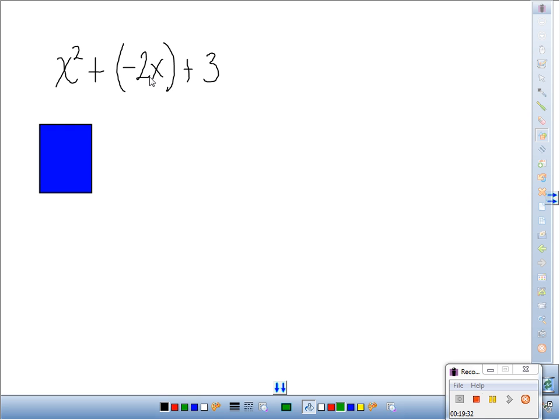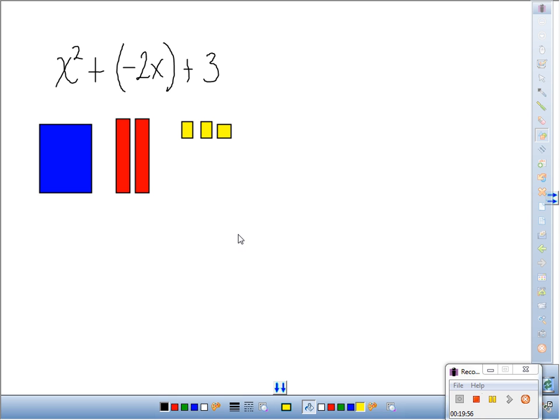Negative 2x. Which ones are the x? The rectangles, right? And if it's a negative, it has to be, not green, it has to be red. 1, 2. Hands if you got that so far. Okay? And the last one, positive 3, it has to be 3 little yellow squares. Hands if you got that. So far so good? Okay, move everything to the top again, and let's try it again.